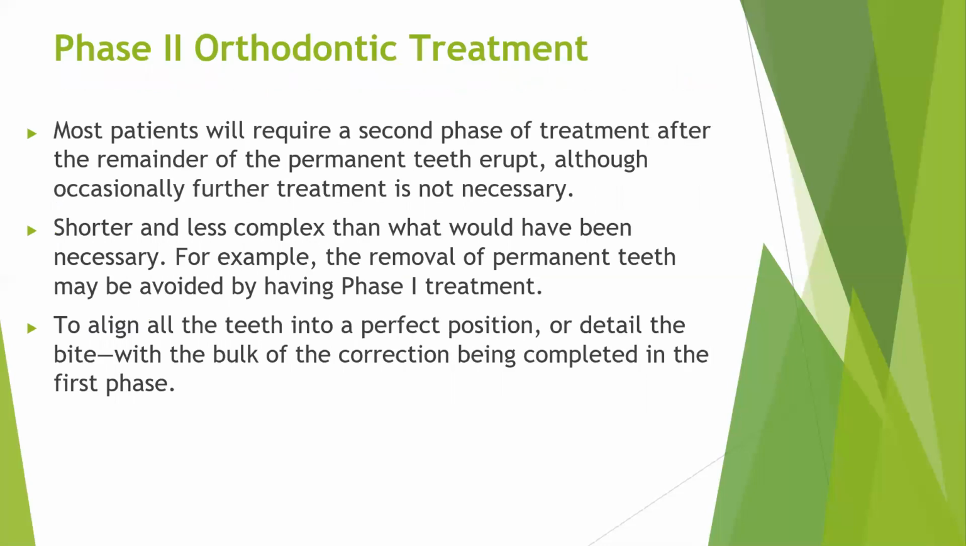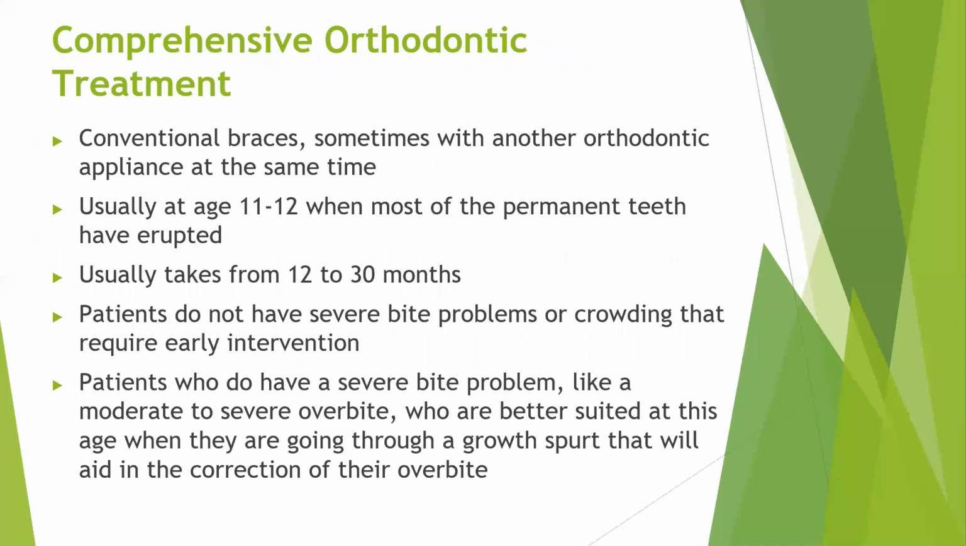So, what is phase 2 orthodontic treatment? Most patients after phase 1 treatment will require phase 2, but sometimes, on occasion, further treatment is not necessary after phase 1 treatment. After phase 1 treatment, a shorter and less complex phase 2 treatment would be rendered. Phase 2, the purpose is to align all the teeth into a perfect position or to detail the bite, with the bulk of the correction being completed in the first phase. And phase 2 is usually done in the permanent dentition.